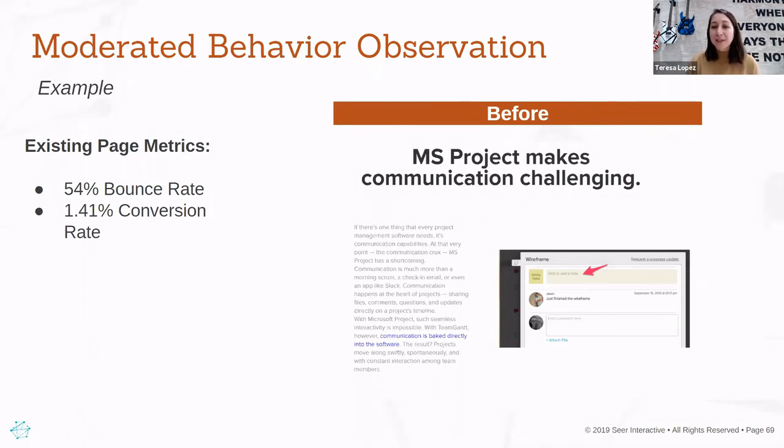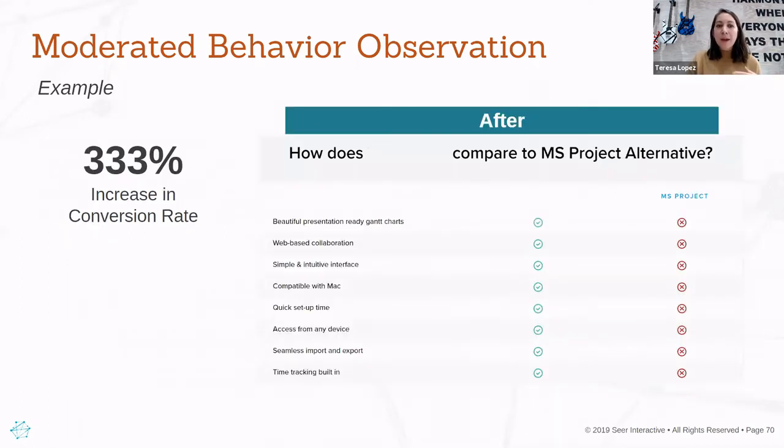And the page before was fine. It talked about what was wrong with MS Project, and it talked about some of the things that they had assumed matter to people. But we actually talked to people to get a sense of what they expected to see on the page, what they really need, and they wanted a comparison chart, which is pretty straightforward. I think that's kind of a no-brainer at this point.